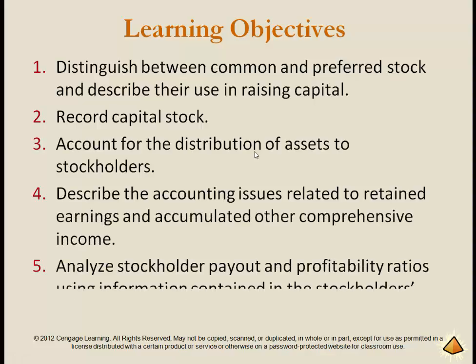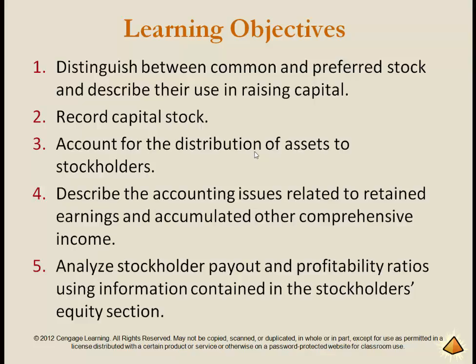And so here's what we're going to cover in Chapter 10. We're going to look at the differences between common and preferred stock and how you use those in creating capital. How to record capital stock transactions, which is going to include common stock, preferred stock, and also something called treasury stock. We're going to look at the differences, talk about how to account for the distribution of assets to stockholders. We're going to describe the accounting issues related to retained earnings and something called accumulated other comprehensive income.